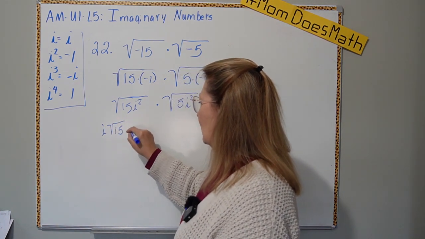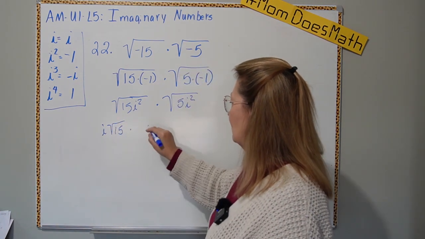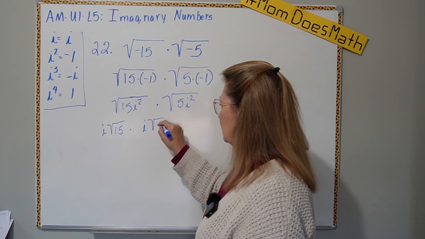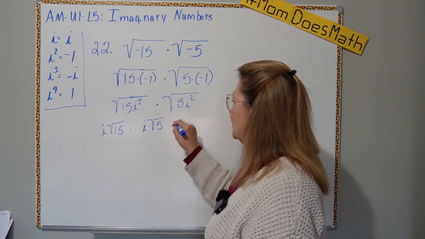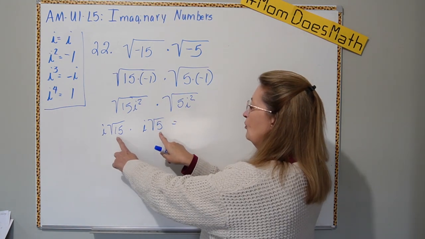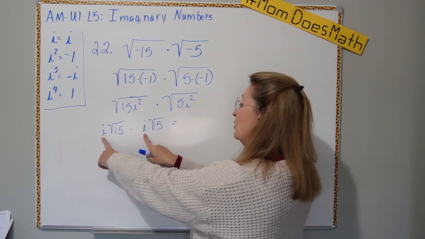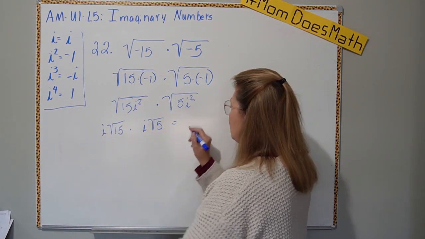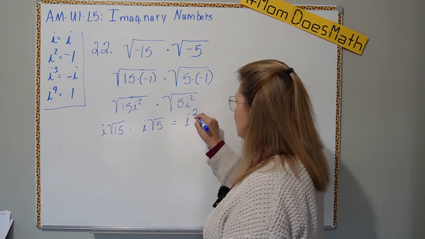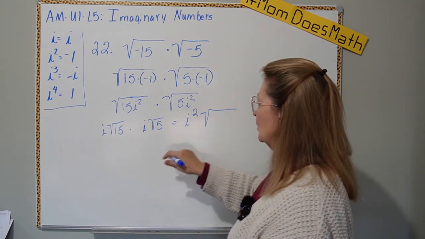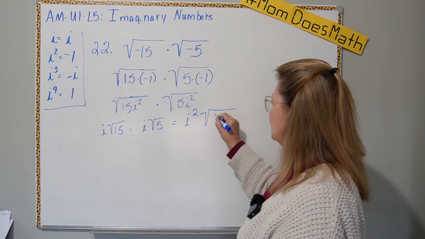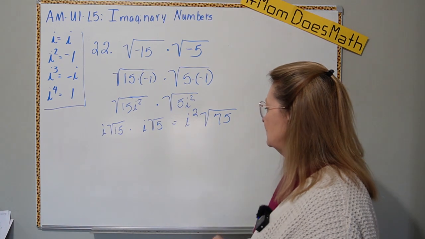So now we have i√15 times i√5 (the square root of i squared is i). Now we can multiply the two radicands together, and we can also multiply the two numbers outside, the i's. So now we have i² times the square root of 15 times 5, which is 75.